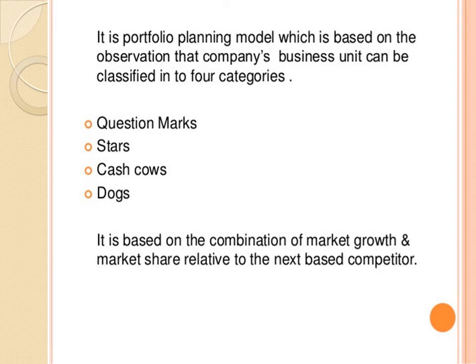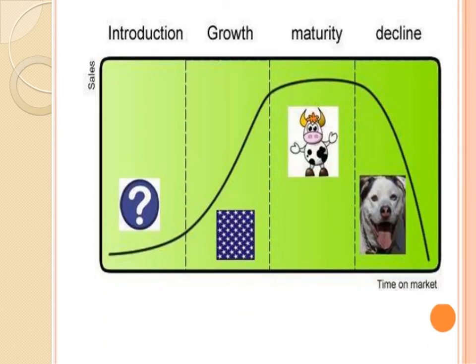It is a portfolio planning model based on the observation that a company's business units can be classified into four groups, as we have seen, based on the combination of market growth and market share relative to the next competitor. This is a very important factor. So first is sales, then there are four indicators: firstly introduction, then growth, then maturity and decline.